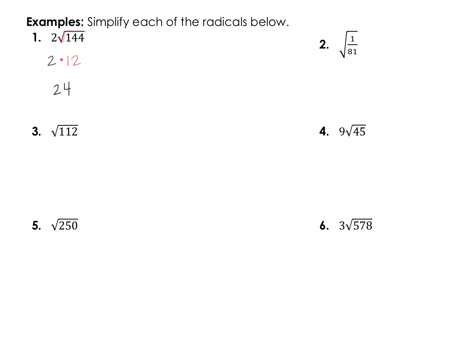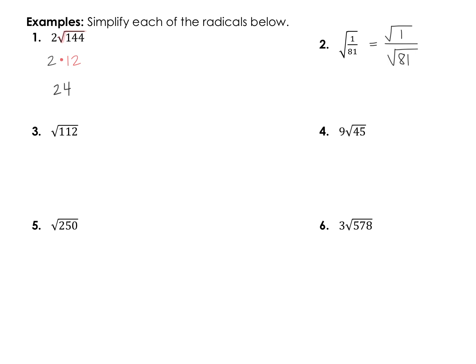Okay, number 2. Is 1 a perfect square? Yes, it's in your list. Is 81 a perfect square? Yes. When you have a big square root like this with a fraction, you get to split it up as 2 roots. Oh, so much better. Kind of.